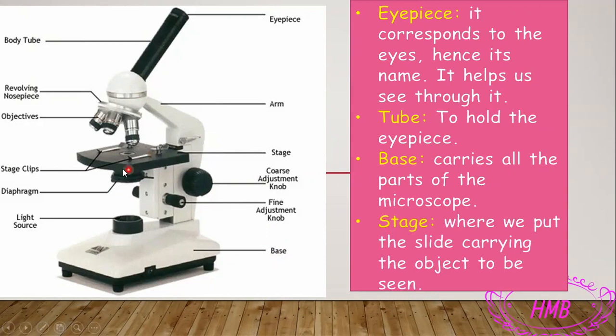We have the stage. This is the stage, this black one, all of it. The stage is where we put the slide carrying the object to be seen. Of course you know that if I want to study a bacteria, I will not carry the bacteria and put it directly here. I have a small glass. We call it a slide. This slide we will put on the bacteria or the cell to be studied. The slide must be transparent so that the light can pass through it and I can see the cell or the bacteria or the object that I want to see.